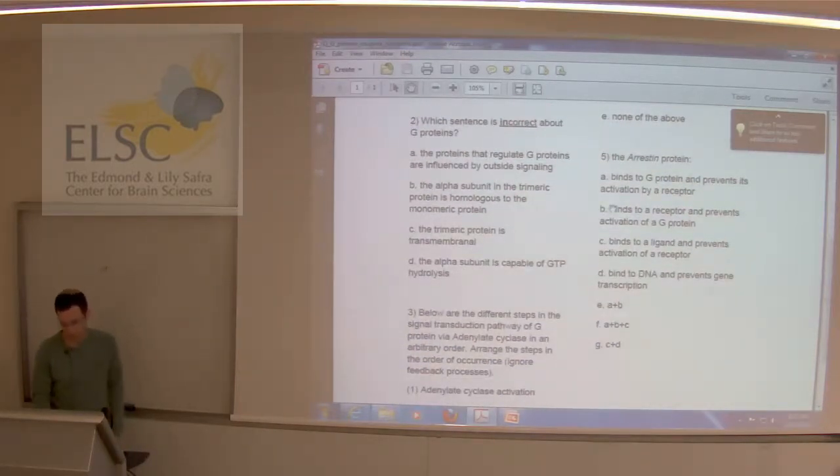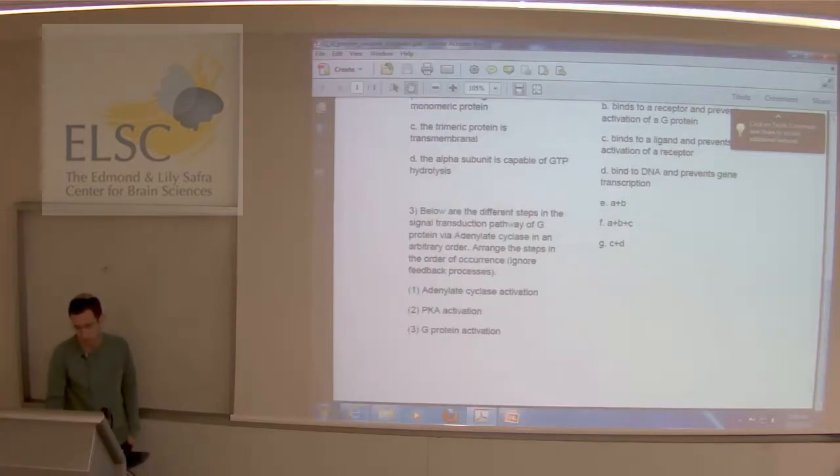Okay, question 5. The arrestin protein. Which sentence is correct here? B, right. The arrestin protein binds to a receptor and prevents activation of a G protein. It does not bind to the G protein, and does not bind to the ligand, because the ligand is extracellular and arrestin is cytosolic, and it also doesn't bind to the DNA because it is cytosolic and not located in the nucleus.